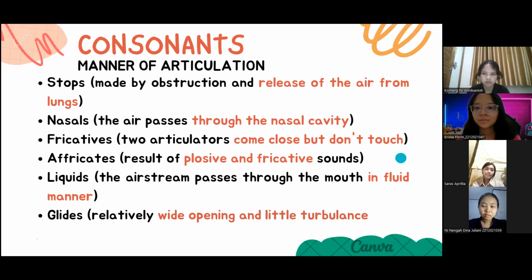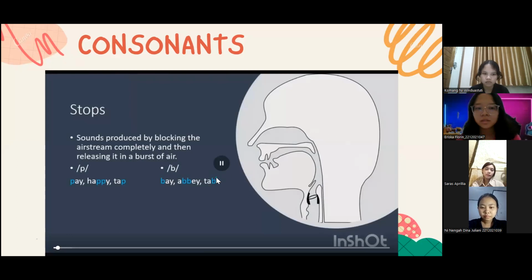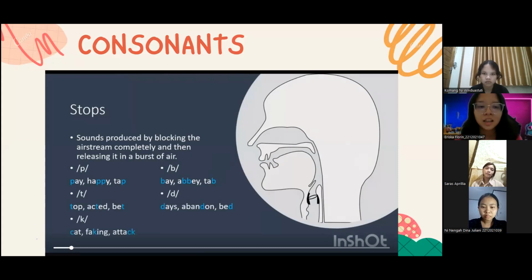Next. Stops. P and B. Those are sounds that just occur once, but they cannot be stretched out. We have these other two, the T and the D. Same thing happens with these two sounds. Okay, so this video tells the example about the manner of articulation.